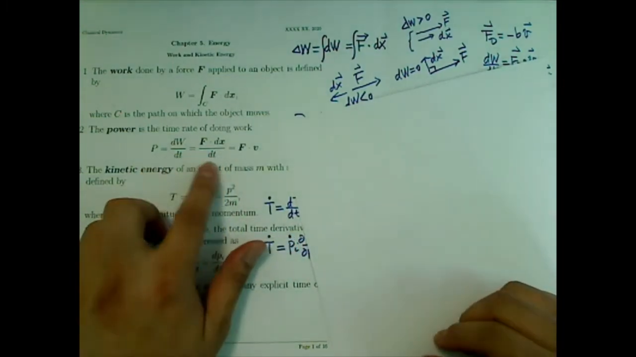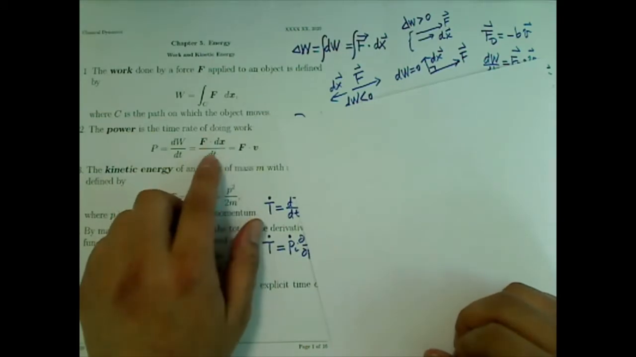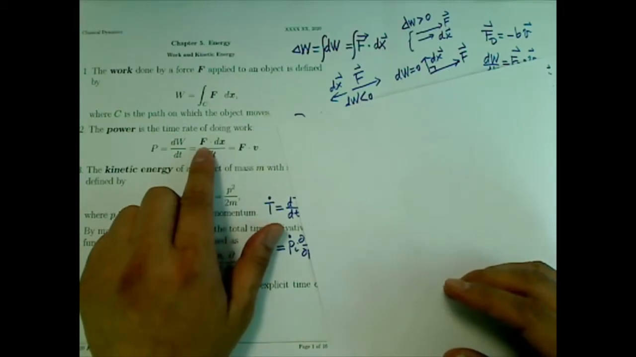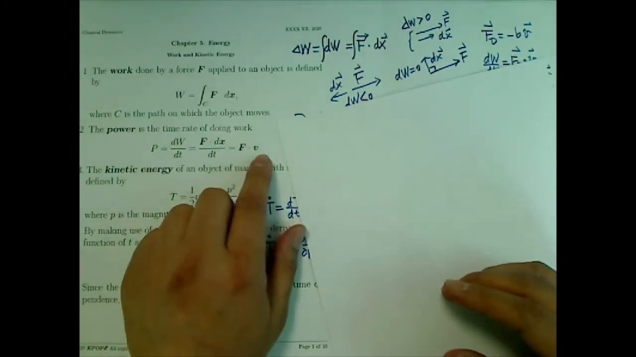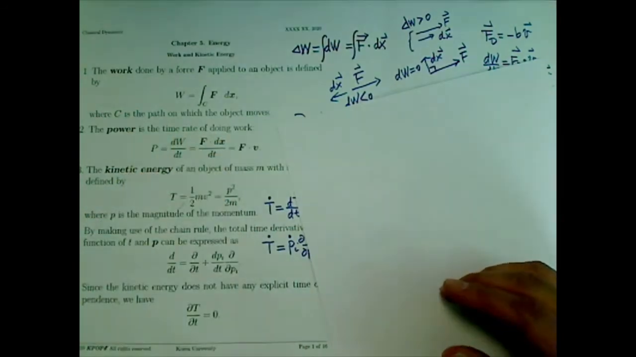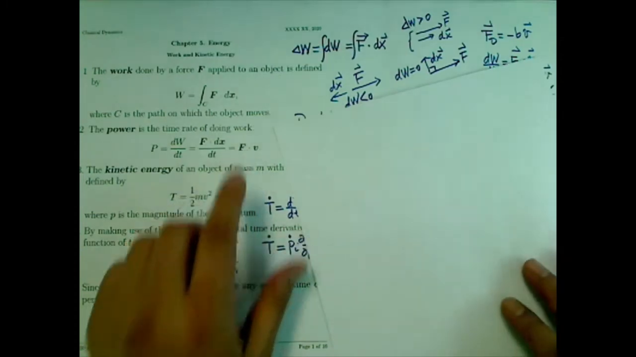We divide by differential of time. Then this is the time rate of work. But F, for a short time, F should be some constant value, and dx over dt results in the velocity. So power, the time rate of the work, is F dot v. Okay.